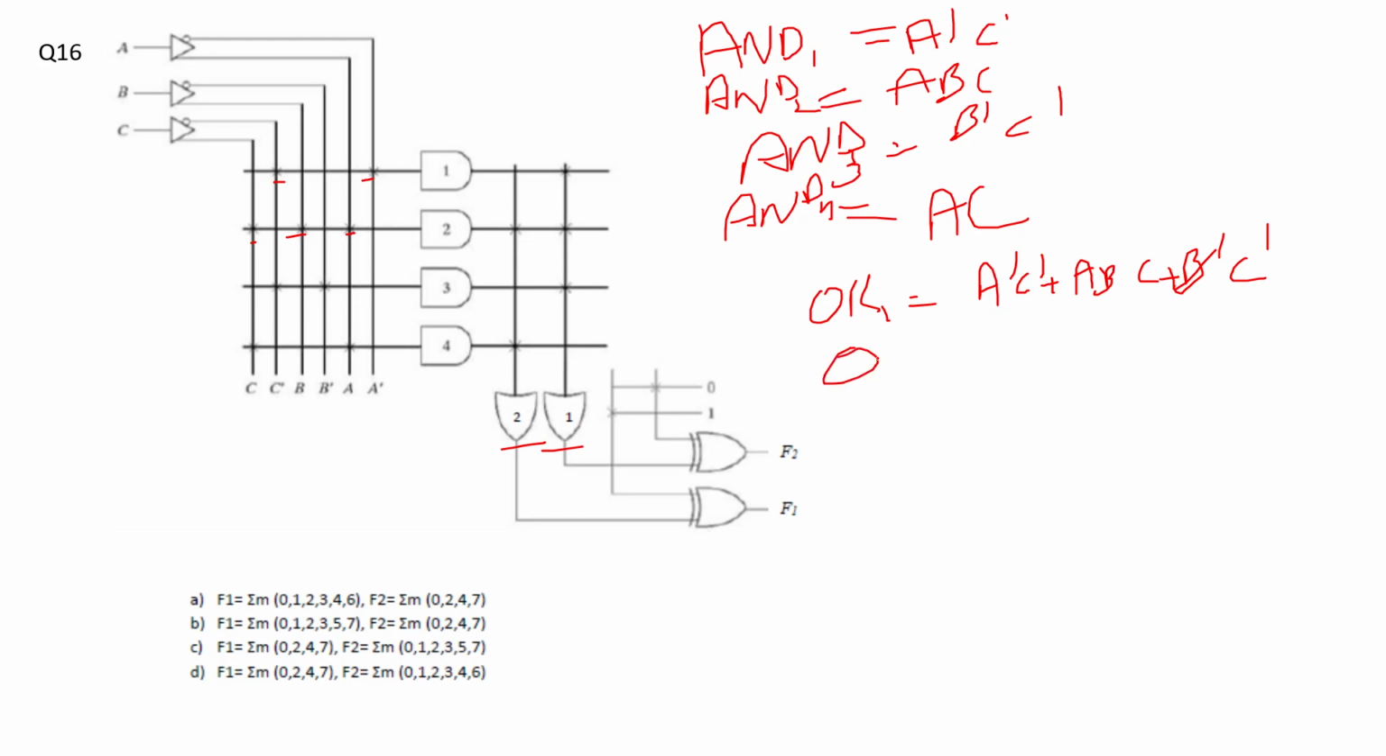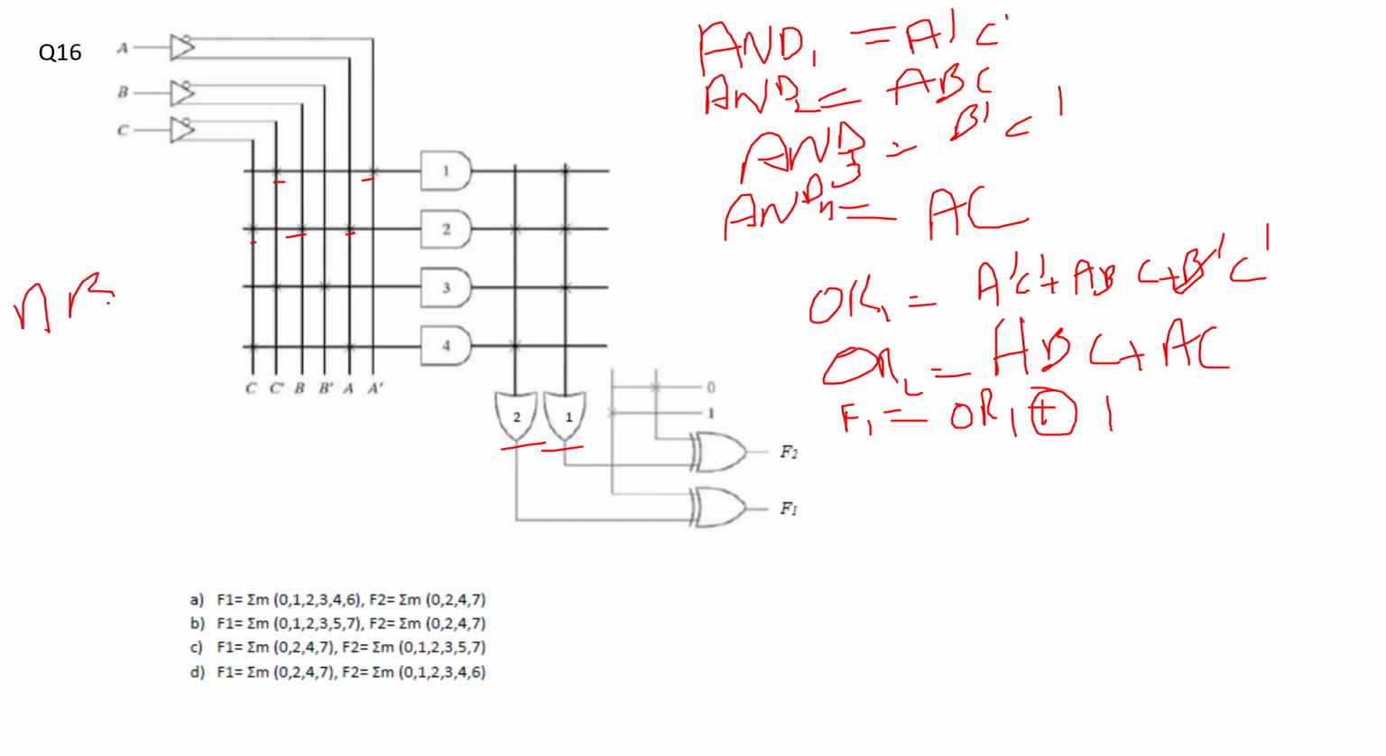Then OR of 2 is equal to ABC plus AC, right? Now my F1 is equal to OR of 1 XOR with 1. And you know that for an XOR table, 0 0 gives 0, 0 1 gives 1, and 1 0 gives 1, 1 1 gives 0. So when one of the inputs is 1, the output is the complement. So F1 is simply equal to OR 1 complement.